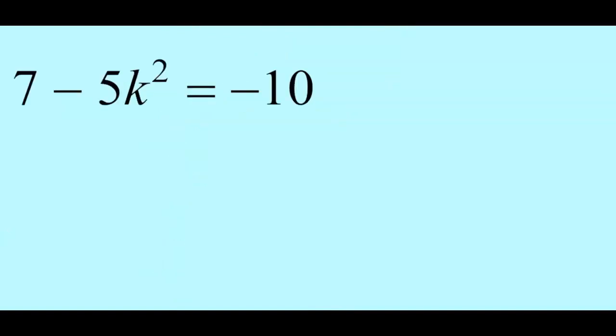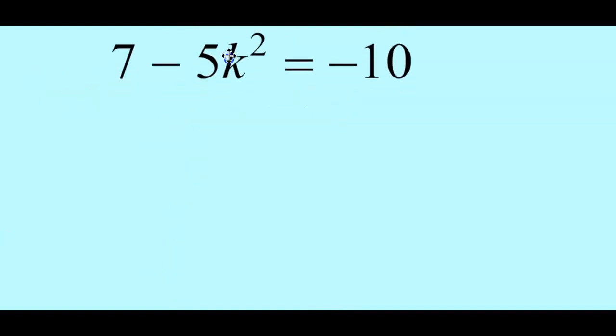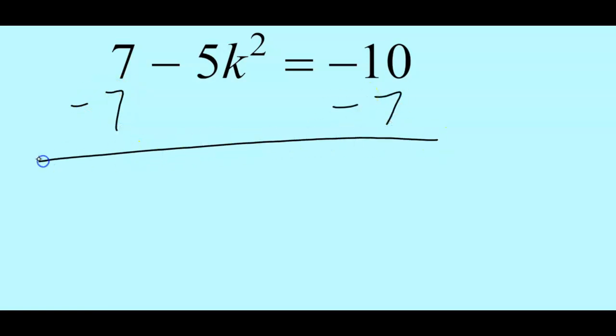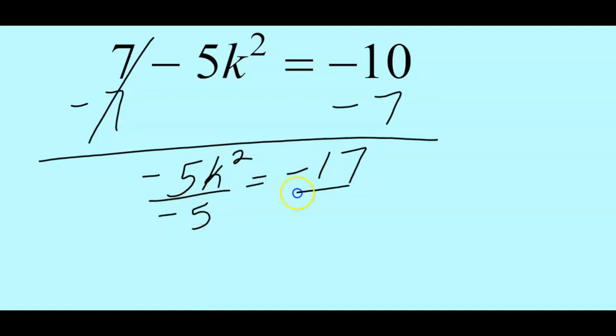All right, I have one more example for you just in case you run into a situation like this. So again, just isolating my k squared. I want to get rid of the 7 first, so I want to subtract it from both sides. Divide both sides by -5. So this is going to give me positive 17 over 5.